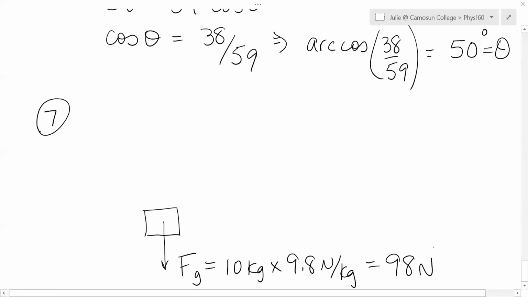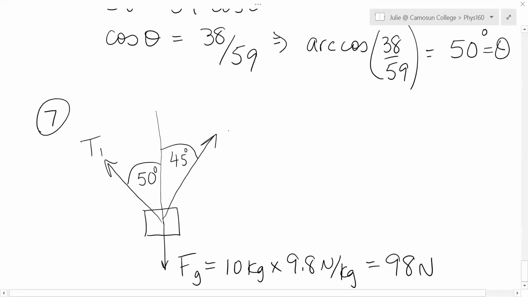2 wires. First one hanging at 50 degrees to the left of the vertical. Okay, here's the vertical. Left of vertical, that's 50 degrees. And it just calls it T1. We'll call it T1. And the second one is 45 to the right of the vertical, so this would be 45. That would be T2. They're not equal to each other. What is the tension in the first wire?